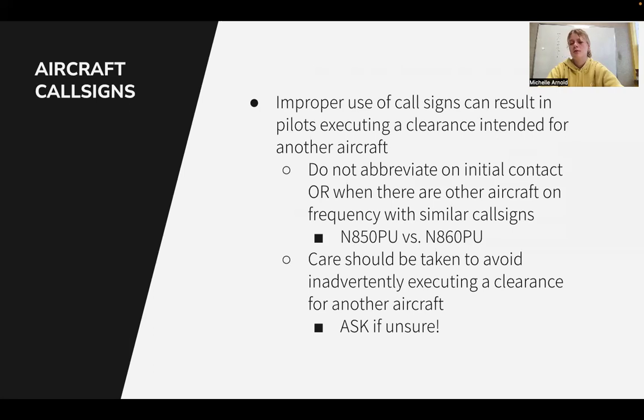It's just important to recognize if there's a similar call sign using the same frequency so you avoid executing a clearance for another aircraft. And just make sure to ask if you're unsure if they were calling you or somebody else.